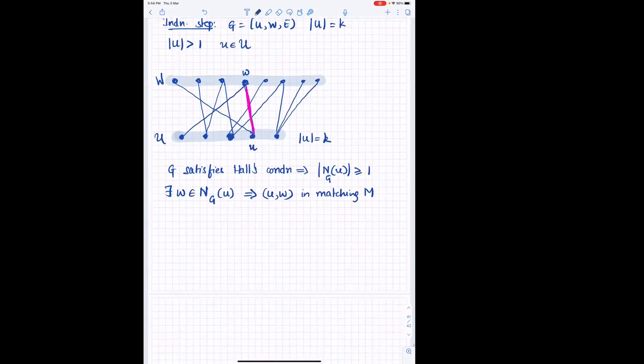Of smaller size. Right. So what he's saying is anyway we have matched U to W. So we can just remove U and W from the graph and consider the subgraph. So how do you write this? From the set U, I'm going to remove the vertex U. And from the set W, I'm going to remove the vertex W. And you look at the corresponding graph. So this is how you write a graph G, where U is removed from U, W is removed from W.